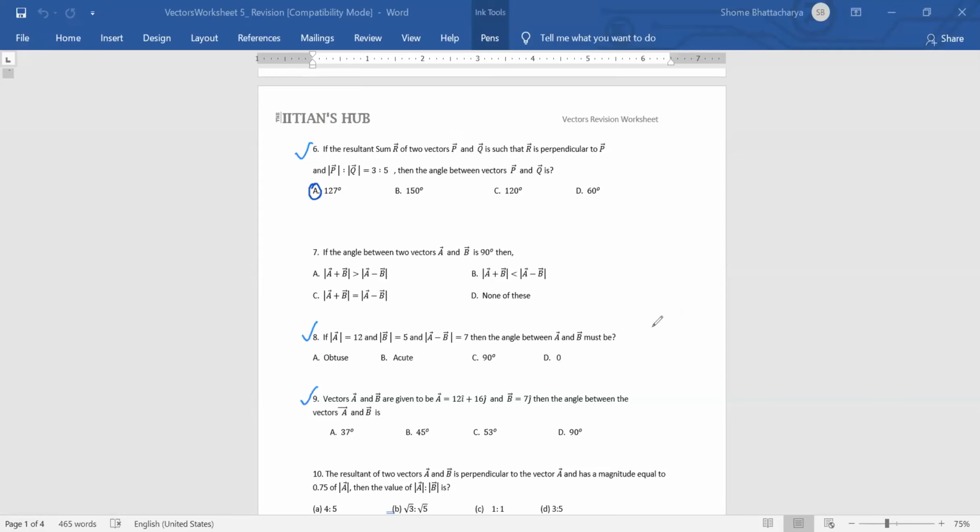So what is happening in the eighth one is that the magnitude of A minus B is actually the difference of the two vectors. Okay. So this basically means that cos theta is equal to 1, or theta is equal to 0. So this will be the answer. And in this the angle will be 37.